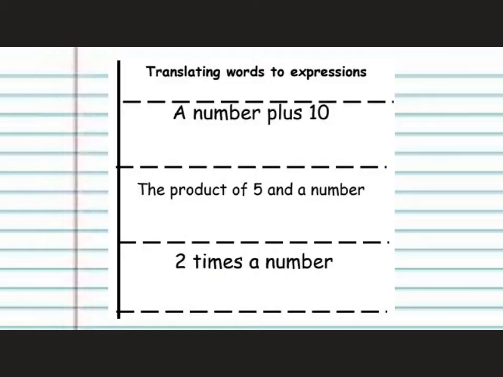So in this case, it says a number plus 10. Now, it doesn't matter what that variable is, but because it says number, I'm going to use n. So in this case, we have n plus 10. That simple.